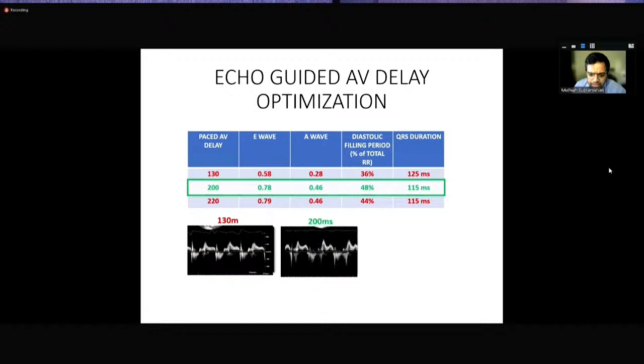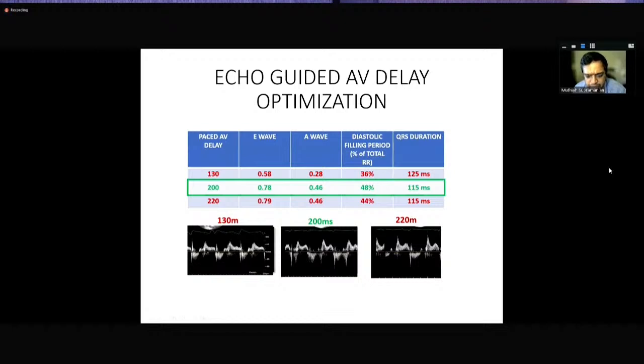One thing to look at is that in some patients the AV delay has to be optimized. And the reason is, in heart failure patients, sometimes the normal AV delays that we set at 110 or 120 milliseconds are not good enough for the left atrium to empty into the left ventricle. So here you see a patient at 130 milliseconds after a CRT implantation, you see an E wave and an A wave, but the A wave is a little truncated.